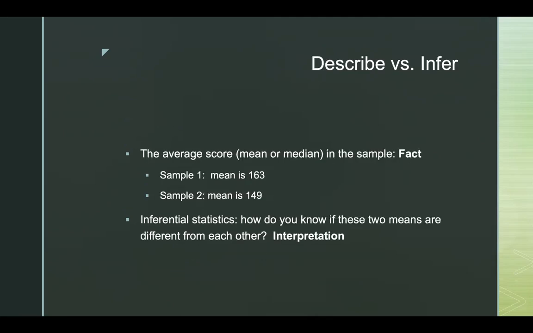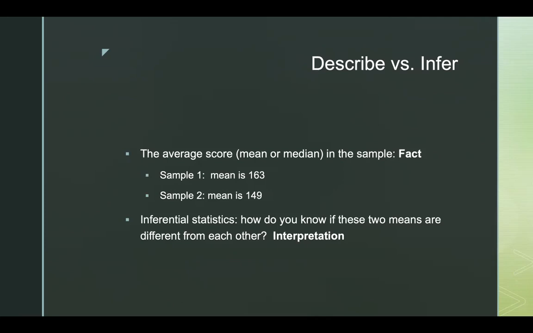So here are some examples. If the average score in the sample is say 163, you know that that's what the average score is. You're saying this is a fact. The average score is a fact. The mean is 163 or the mean is 149. That's what it is. Okay, well, that's great. But now what does it mean? And that's where inferential statistics come in.